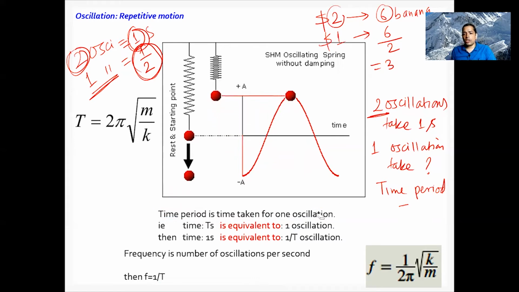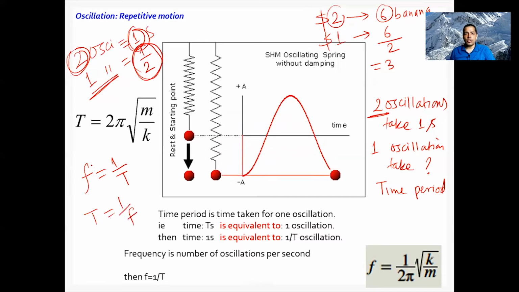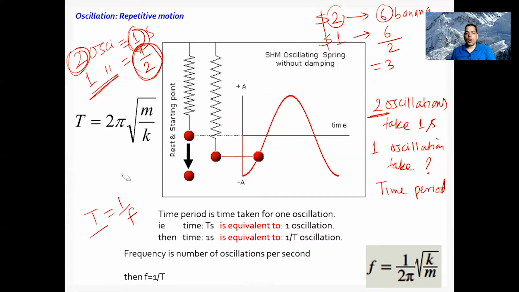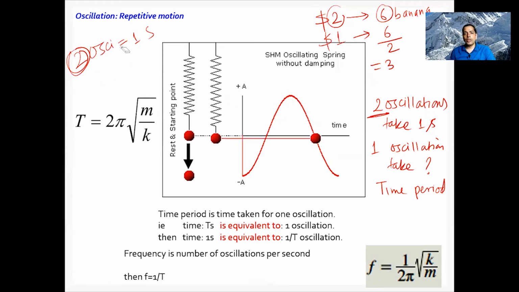So then what is the relation between time period and frequency? The frequency is 1 over T, or T equals 1 over f. You take the reciprocal of time period, you get frequency. You take the reciprocal of frequency, you get the time period. Okay, by the way, in this kind of oscillatory motion, the spring motion in this case, the time period is given by this formula.